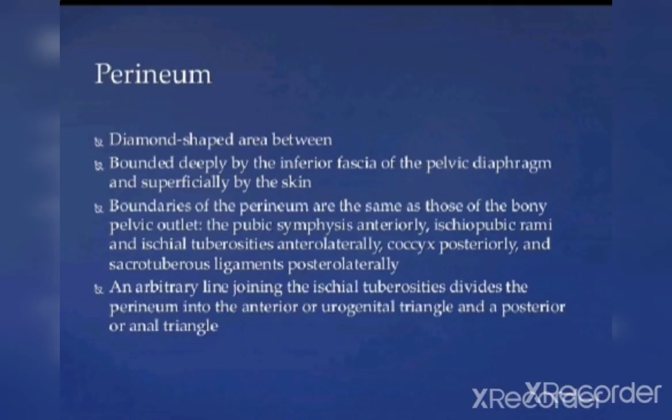Now, an arbitrary line joining the ischial tuberosities divides the perineum into an anterior or urogenital triangle and a posterior or anal triangle. So by this arbitrary line joining the ischial tuberosities, they divide the perineum into two triangles. The first is the urogenital triangle, which contains your urethra and the vaginal opening, and the other, the posterior, is the anal triangle, where the rectum or the end of the anus is present.